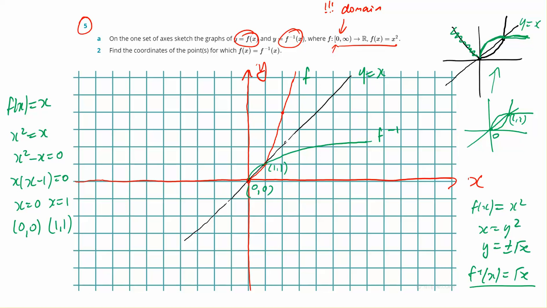Hopefully that gives you an idea of how to get the intersection between the original and the inverse. It's always going to intersect on the line y equals x, which means the x coordinate will always be the same as the y coordinate. The quick and dirty way to do it is to find where f intersects with the line y equals x, because that's the same intersection point as f and f inverse.